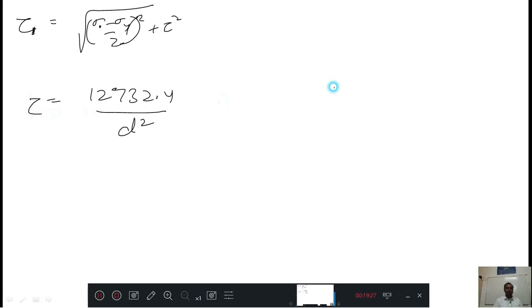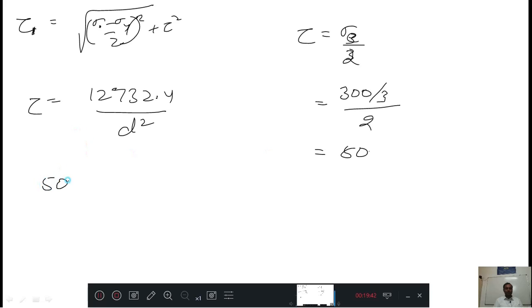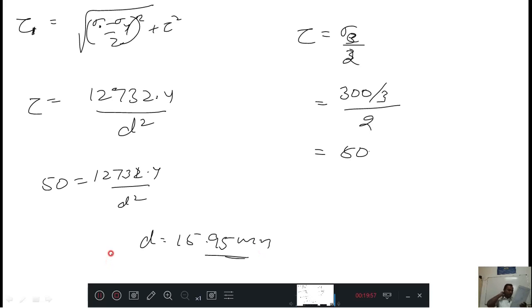This is a tau, and tau is equal to sigma e by 2, and sigma e is 300, factor of safety 3, divided by 2, then you will get here 50. Then if you substitute, 50 equal to 12732.4 divided by d square, then d you will get 15.95 mm. Out of these two you consider the bigger diameter, which is 15.95 mm.